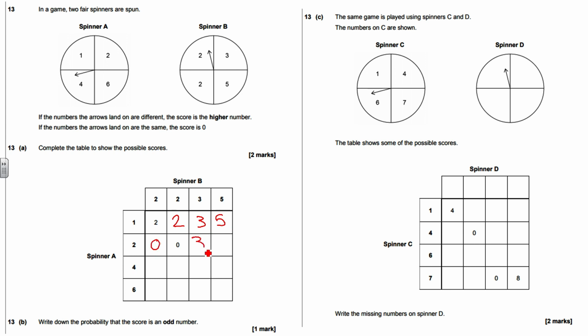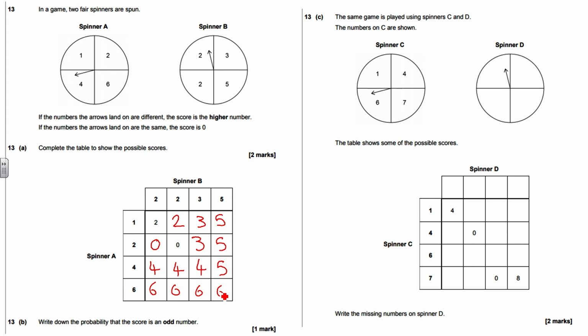3 and a 2, I score the 3. 5 and a 2, I score the 5. 4 and a 2, I'd score the 4. 4 is higher than 3, but then the 5 is higher than the 4. 6 is higher than all of these numbers, so there we go. So that's the table to show the scores.